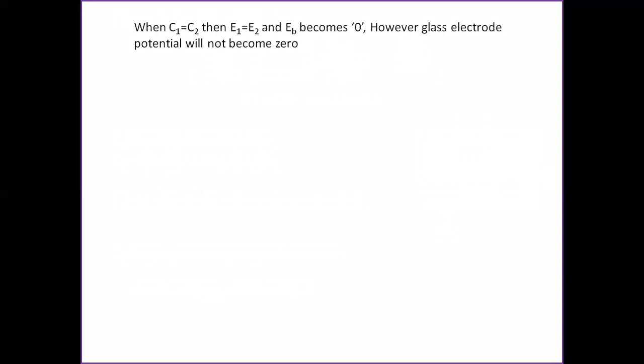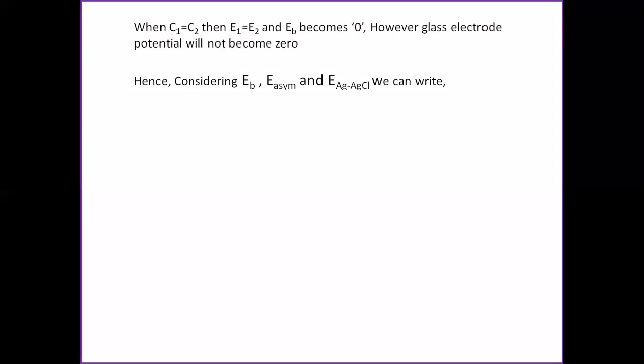However, glass electrode potential will not become equal to 0. Still, the glass electrode will be able to develop potential because of two more different types of potentials which are coming into picture. So what are these two extra potentials? They are named as E asymmetric potential and E Ag-AgCl potential. So what is E asymmetric potential?